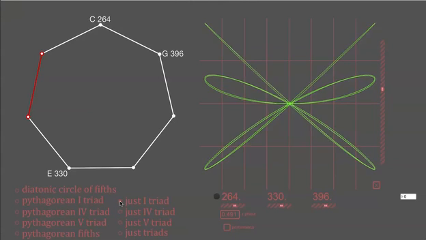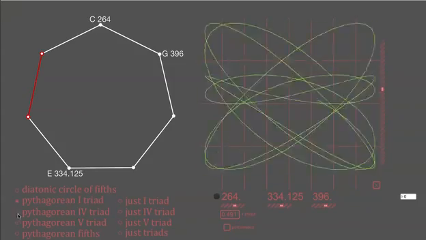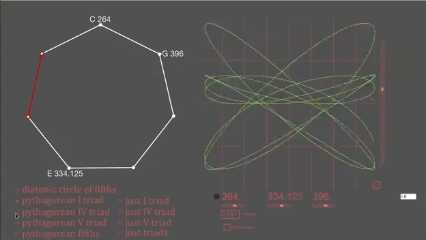Now let's compare this 1, 4, 5 sound as just triads to our Pythagorean 1, 4, and 5. We already heard our out of tune. There's our in tune, just 1 triad. Now here's the Pythagorean one. And here's the Pythagorean 4 triad.